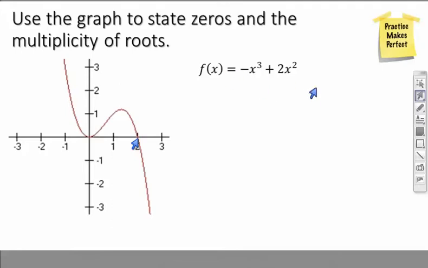I'm going to have to factor this. That's going to help me find the x's. So on this one, I'm just going to leave that negative, and I'm going to factor out x squared. I'm going to leave the negative, I'm not going to factor it out. So that's going to leave me with negative x plus 2.